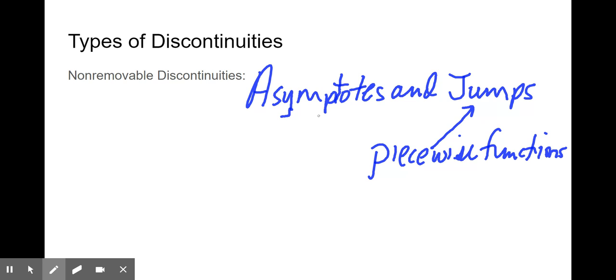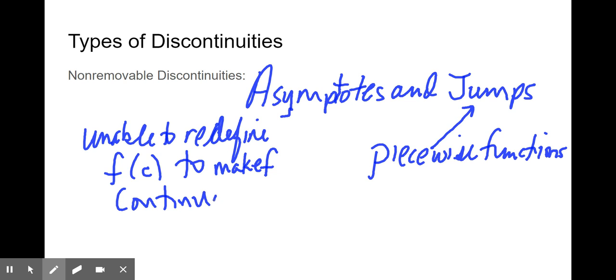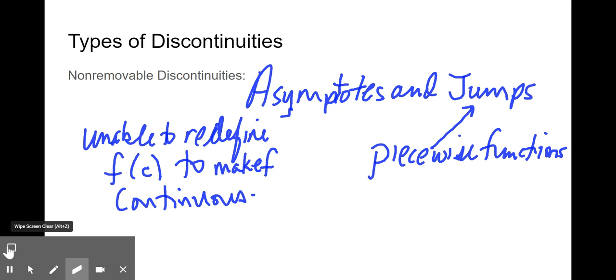A non-removable discontinuity just means you are unable to redefine f of c to make f continuous. That's what we mean by a non-removable discontinuity. So the two types of discontinuities are removable and non-removable. We'll show you how exactly we notate that as we go along, when we take a look at a couple of examples coming up.